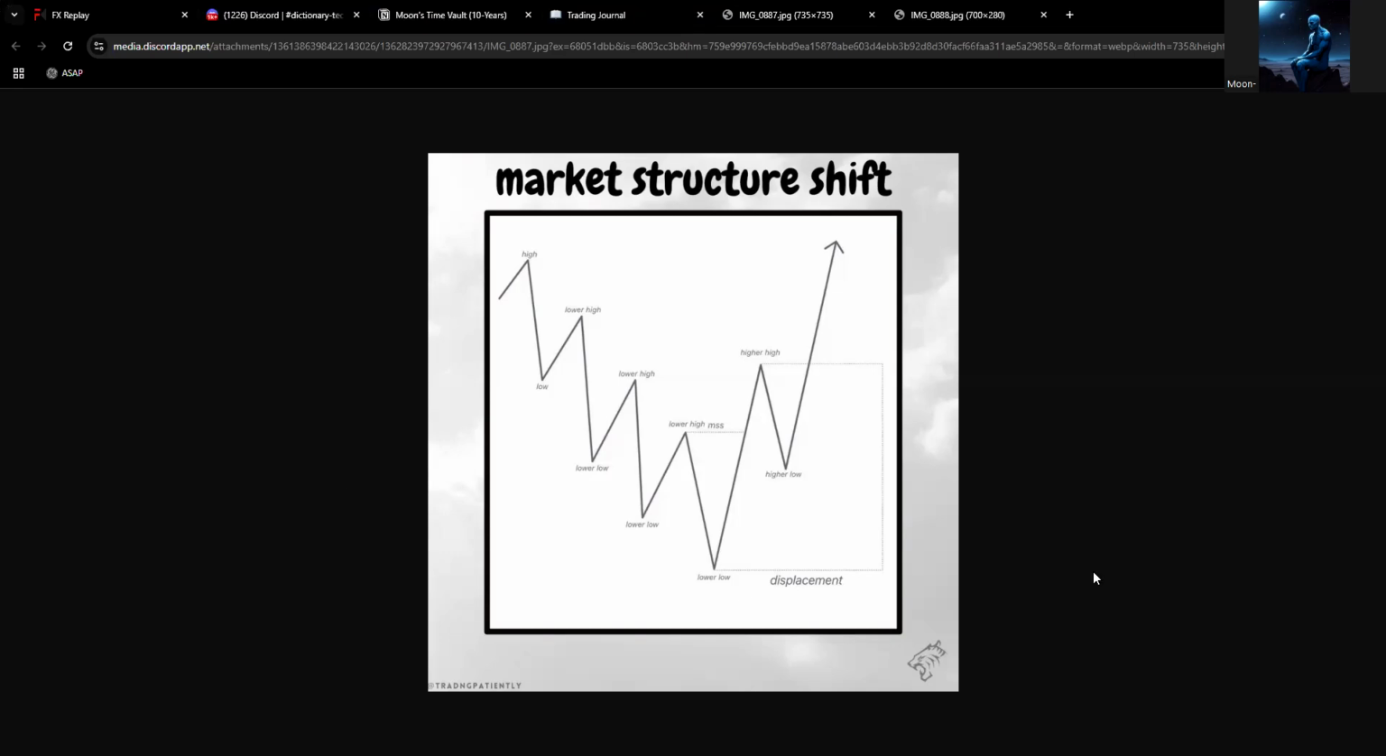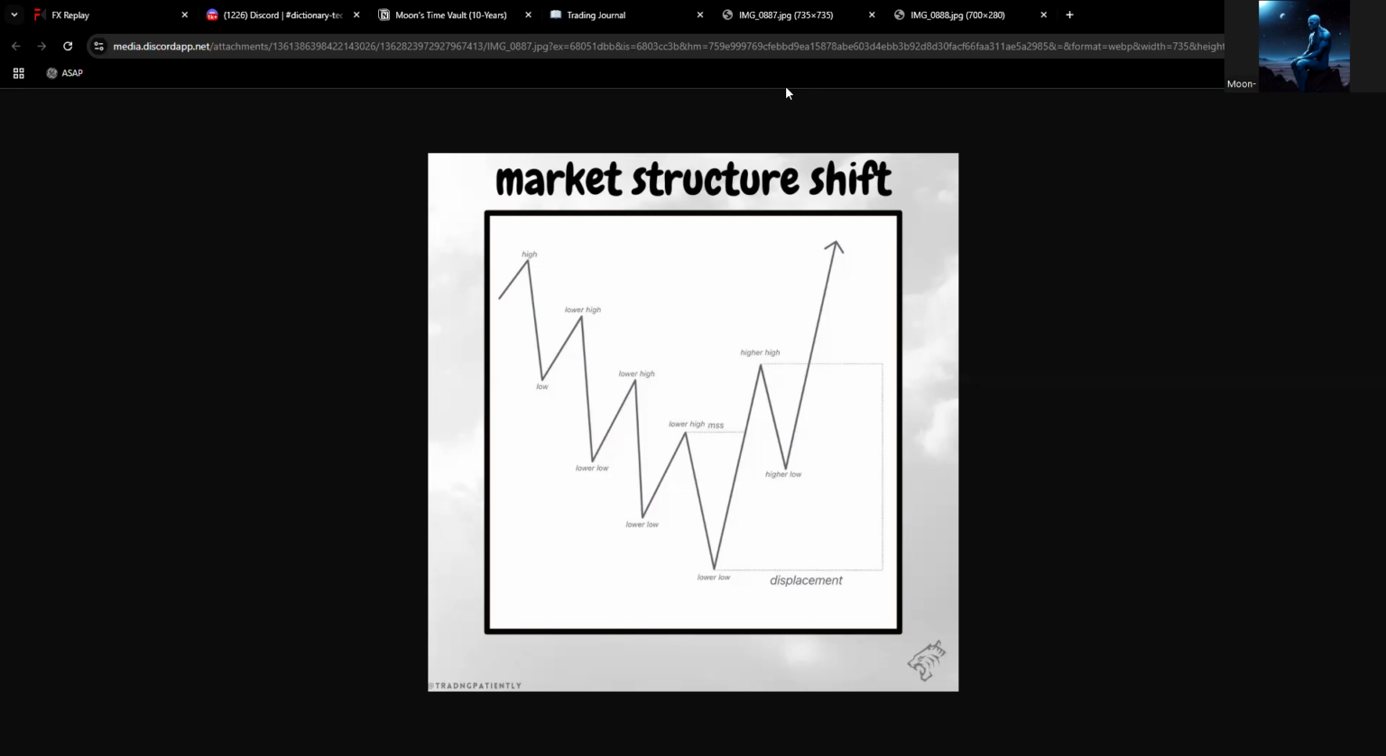Hey guys, so this video is going to place a very interesting perspective on market structure. And I know I've made a video about market structure before, but this one I think will be a hidden gem that most people, or some people, will never really talk to you about. So basically, this video is going to be about strong and weak structure.